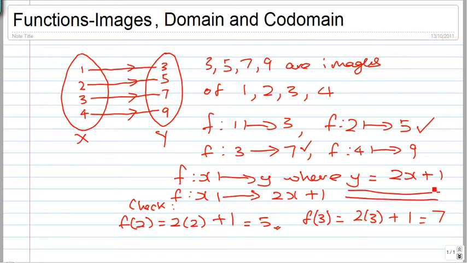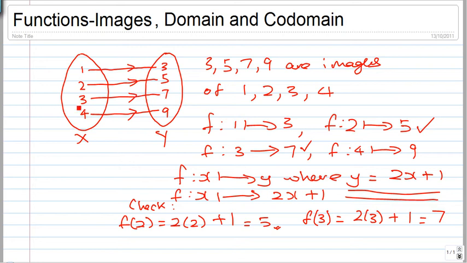That's the general relationship. Also, for this particular function, it's a function also because there's only one image of each starting element. Can you see 1 will produce 3, 2 will produce 5, 3 will produce 7, 4 will produce 9.